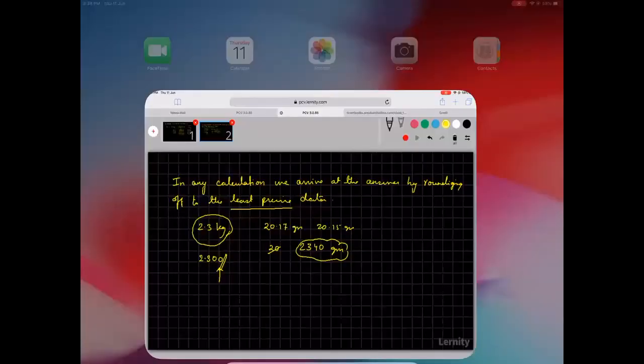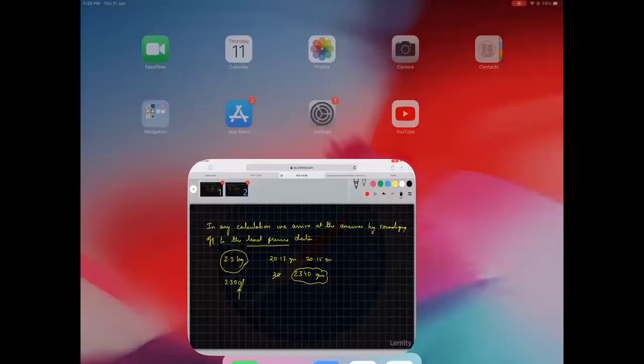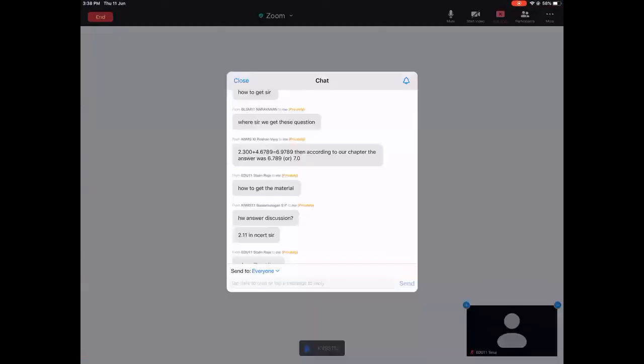So that is 2.300 plus 4 is equal to 6.9789. Wrong. According to our chapter, the answer should be rounded off. So it should be 6.979. The answer should be 6.979. Okay, that should be the answer.